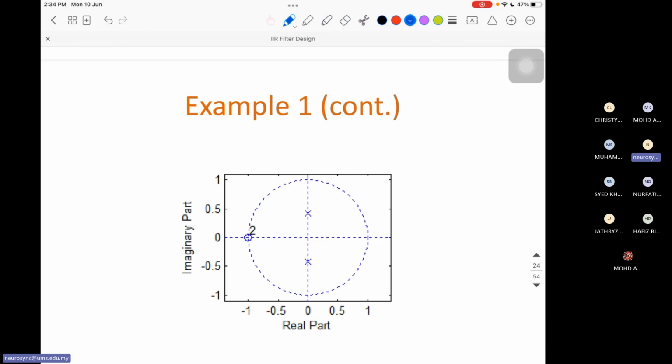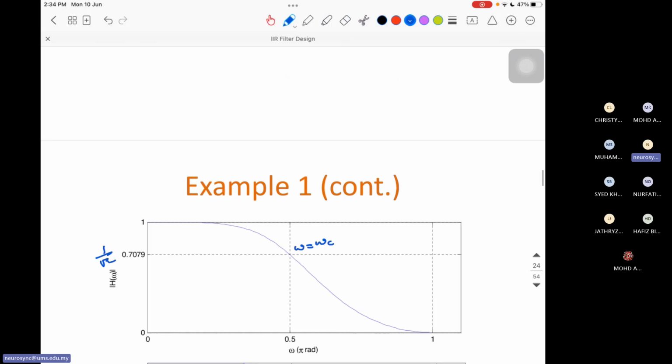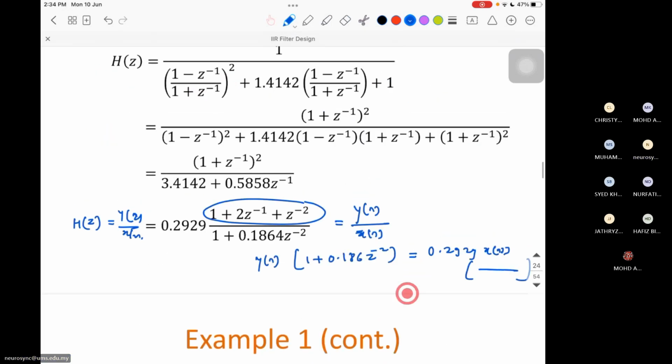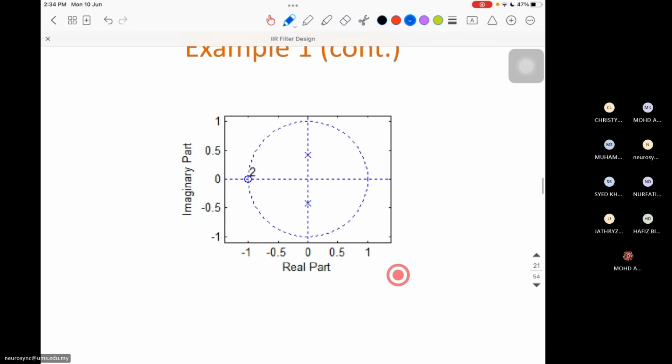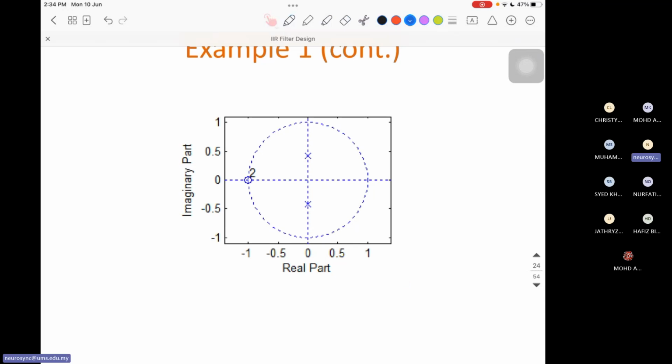So I am having two zeros and these two poles. Two zeros at the same location. If I solve this, this is z minus 1, so at minus 1 there are two zeros. And the poles I will be getting on the j omega axis.